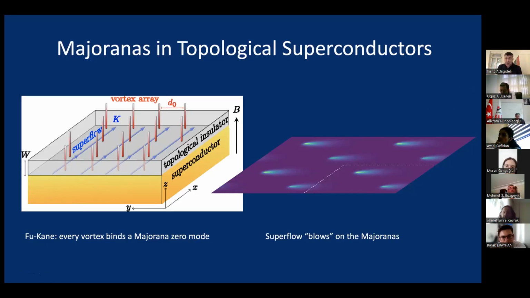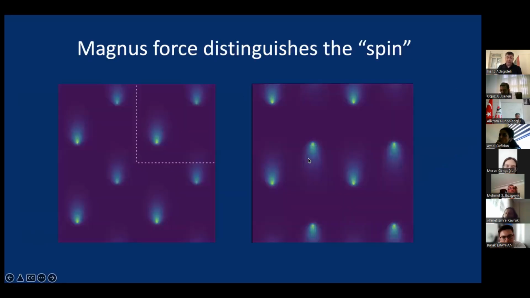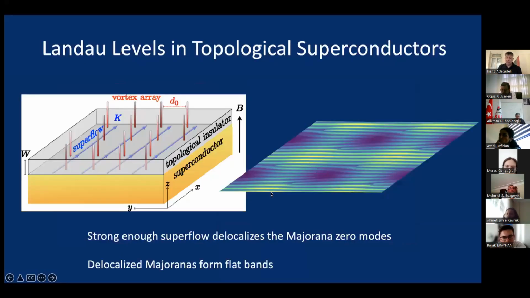Now, but this is not what happened. The moment you do this, you find out that the localized Majorana zero modes go through a delocalization transition, and they form flat bands. And basically, this flat band is the zero level we were after. So you basically generate zero modes. That's kind of the main thing.